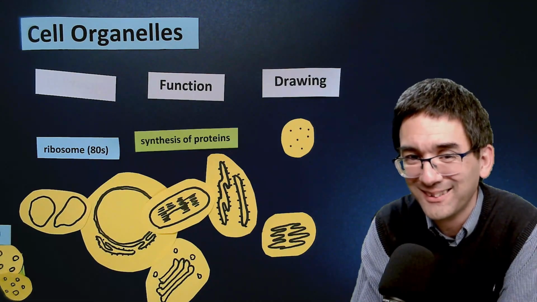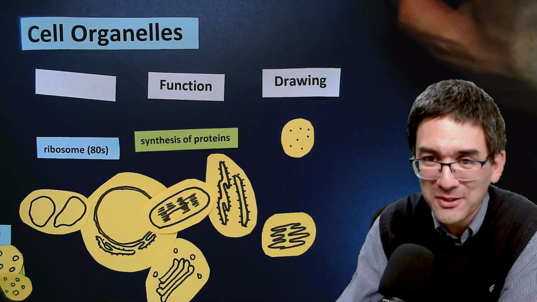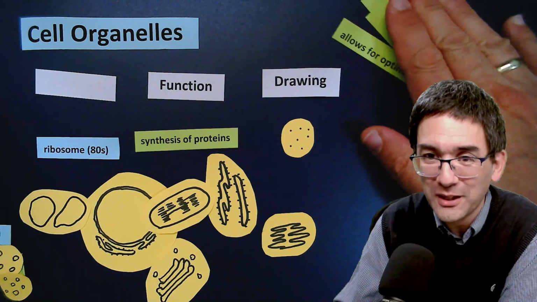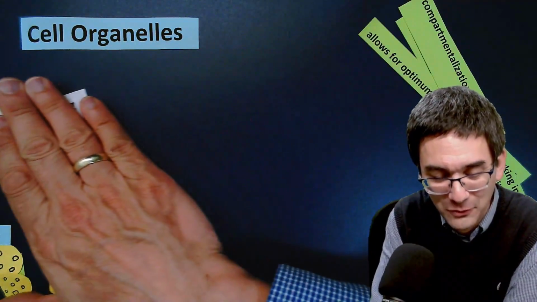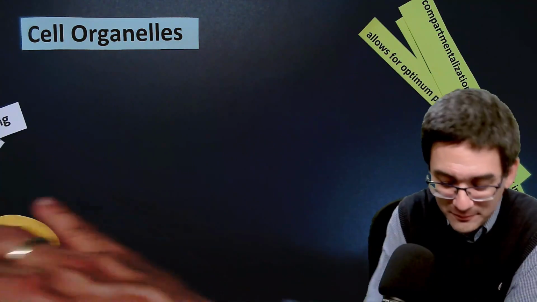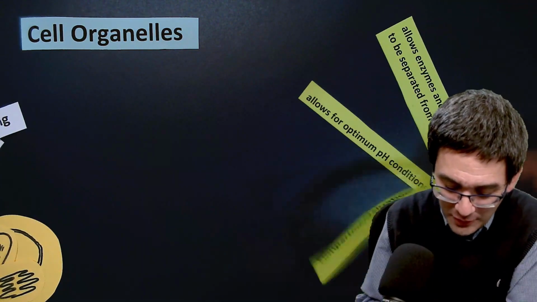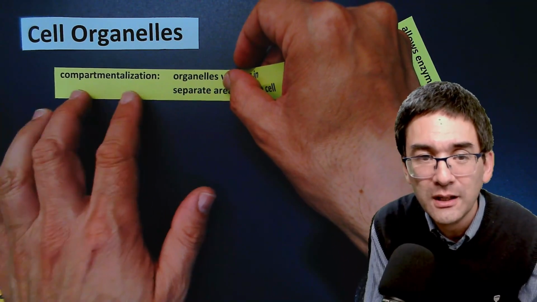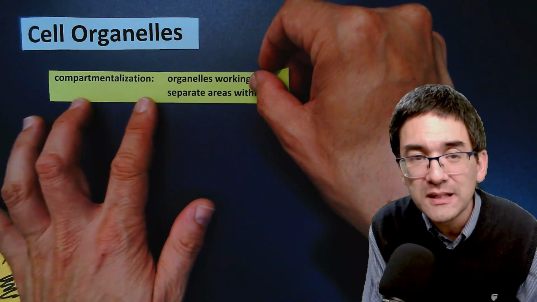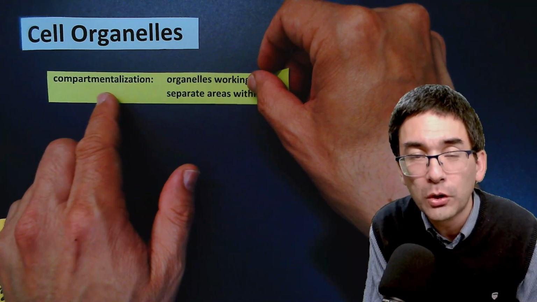But remember those 3 green sheets that I sorted out right at the beginning? We got to talk about those as well. I'm gonna move those away here, and I would like to talk about the term called compartmentalization. Basically, eukaryotic cells are compartmentalized.